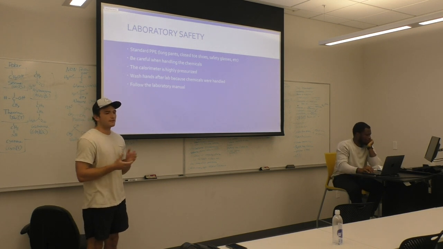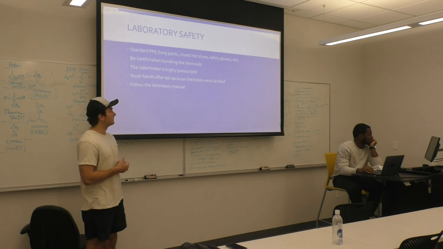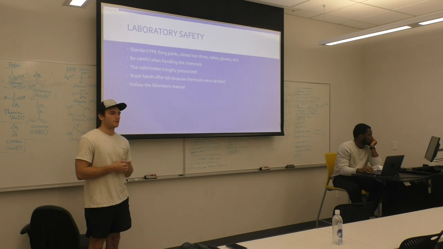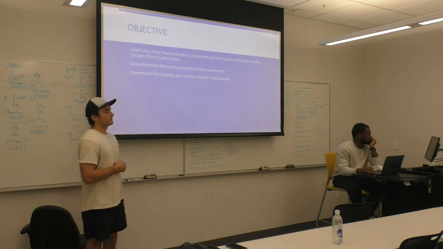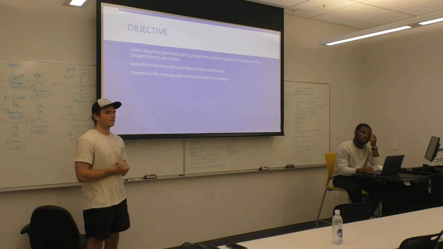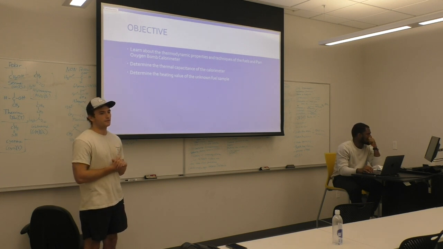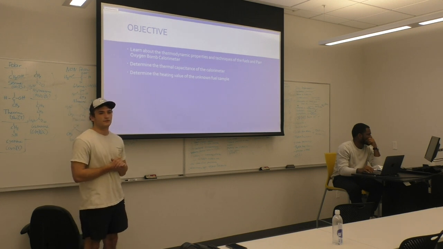For laboratory safety, standard PPE, obviously: wear pants and goggles. You're also handling a chemical, benzoic acid, so just be careful not to get that on yourself, in your eyes, or anything like that. The bomb itself is pressurized to 30 psi, so just be careful when handling that as well. The objective of this experiment is to calculate the thermal capacitance of the calorimeter, then calculate the heat of combustion for the unknown fuel sample, compare that to the heat of combustion for the known fuel sample, and understand how the oxygen bomb works in the calorimeter.